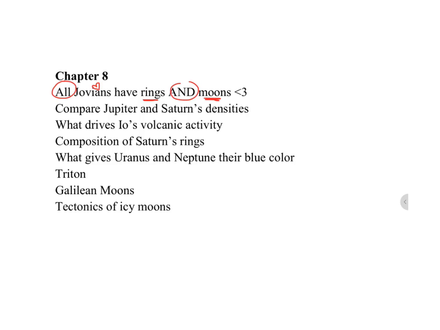So the gaseous planets. And I think we've said this a few times in the notes, that even though we think of moons, the Galilean moons orbit Jupiter, and we think of Saturn's beautiful rings, honestly, all of the gaseous planets have moons and rings.